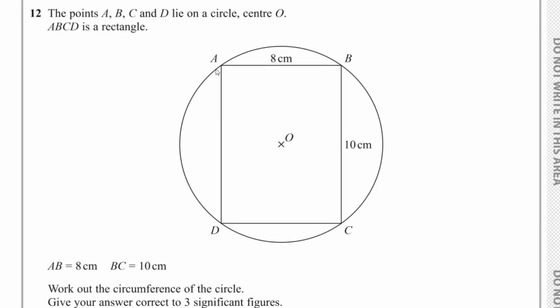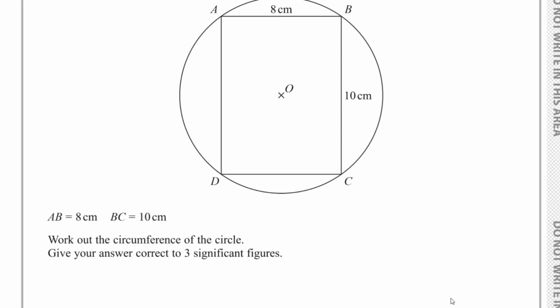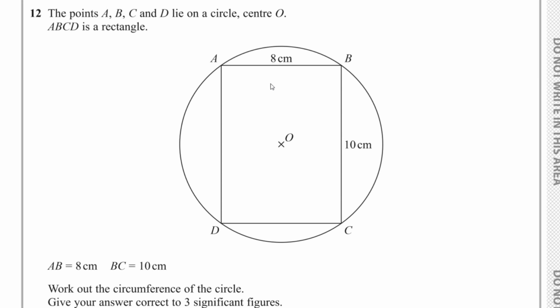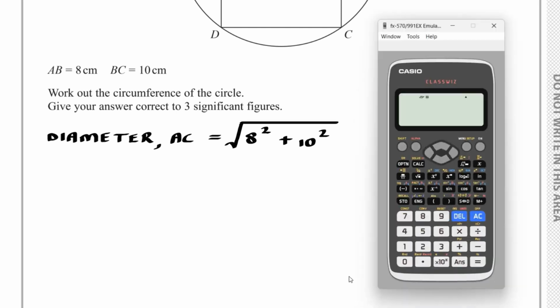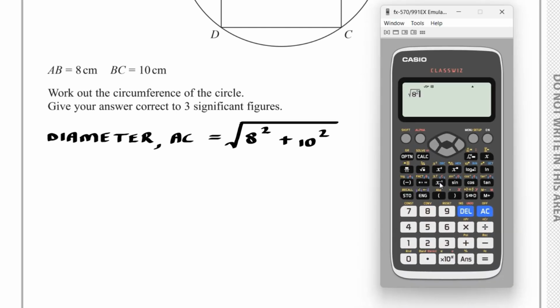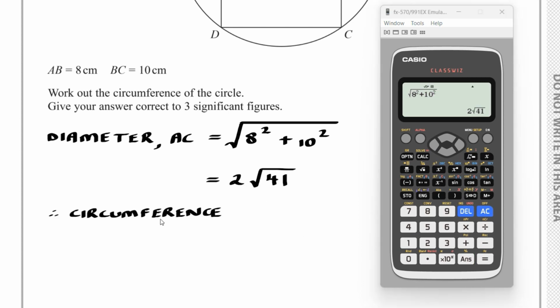Now, what we can do to find the circumference of the circle is first of all find the diameter, and the diameter will be given by AC, and we can find AC using Pythagoras. So the diameter AC is equal to the square root of 8 squared plus 10 squared, which is 2 root 41. So therefore, for the circumference, we multiply pi by this diameter of 2 root 41. So if I multiply this by pi, I get 40.2 centimeters to 3 significant figures.